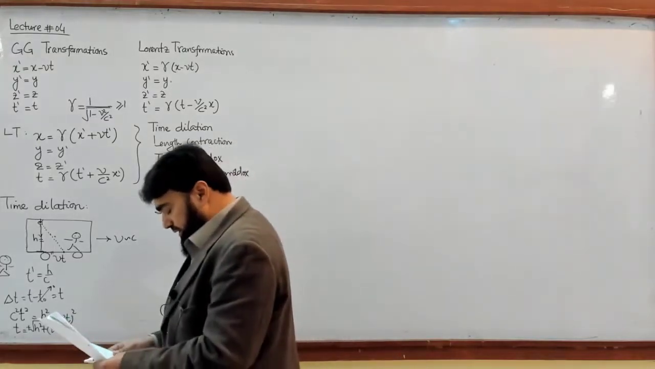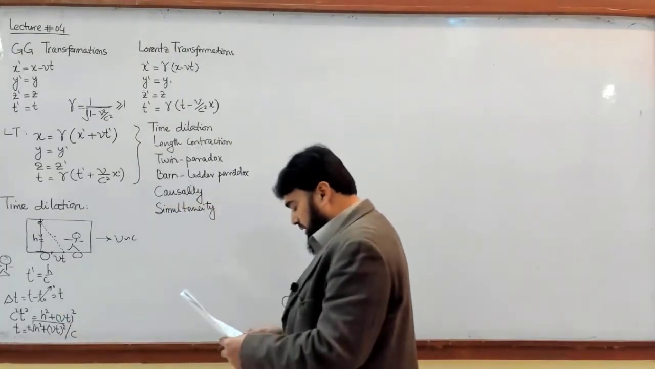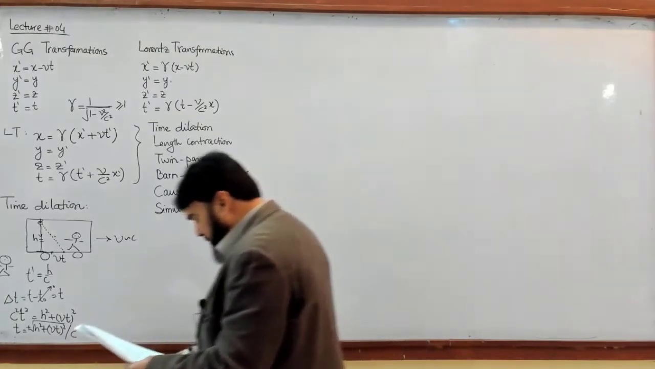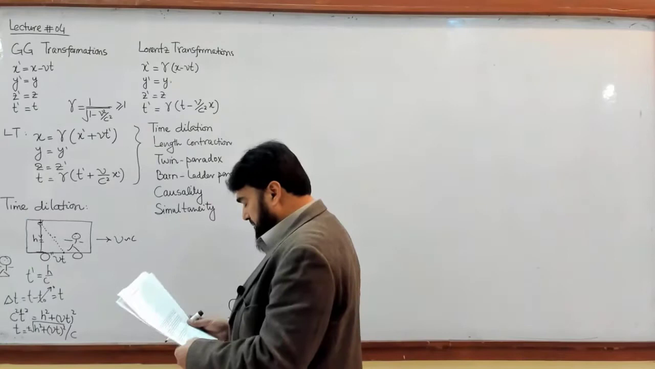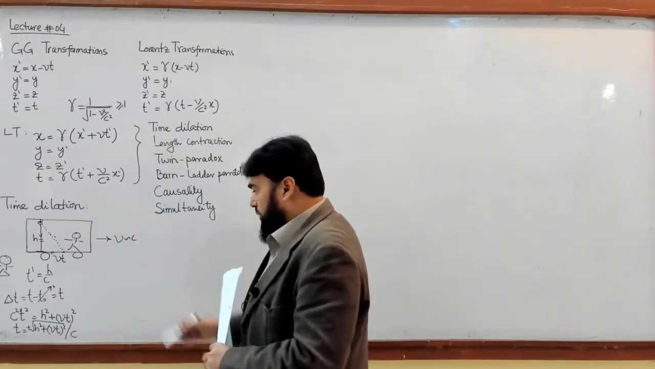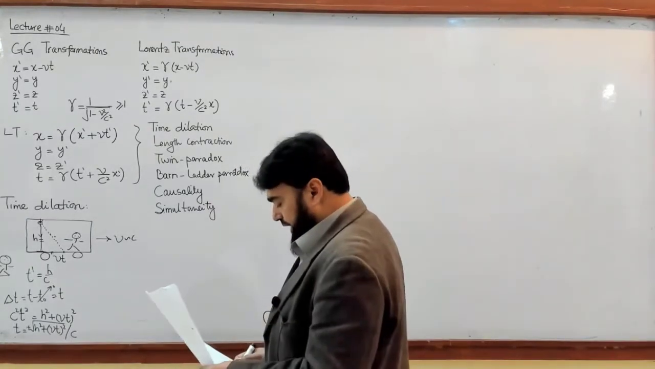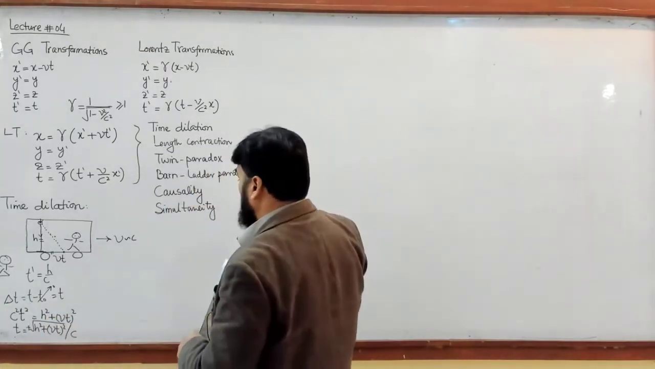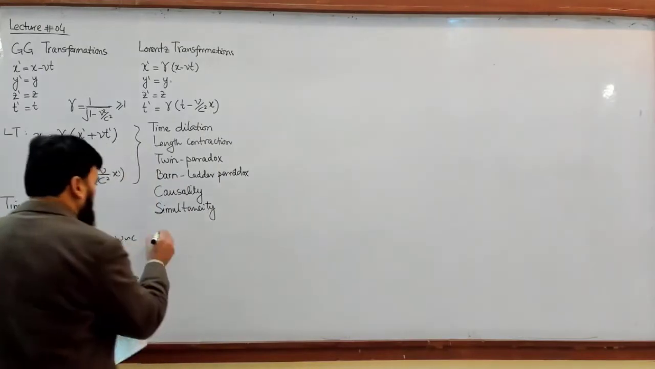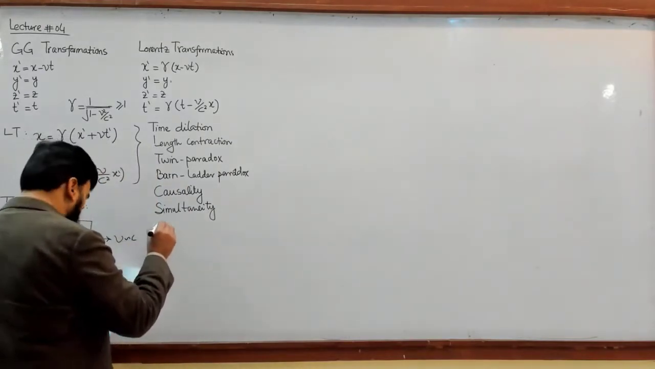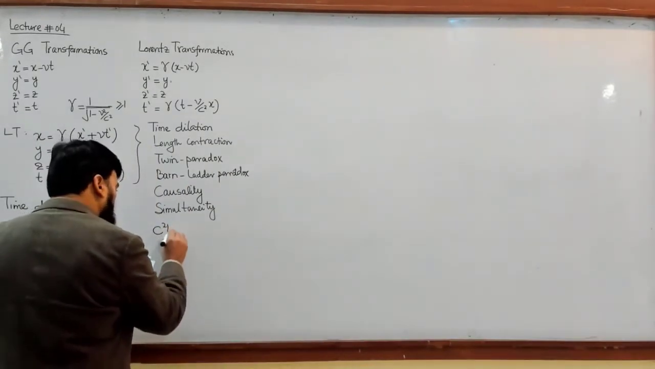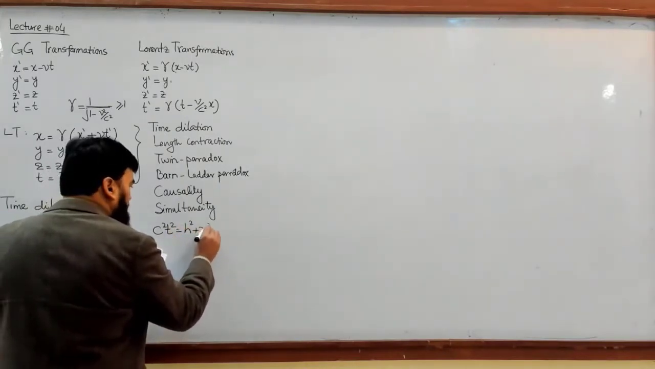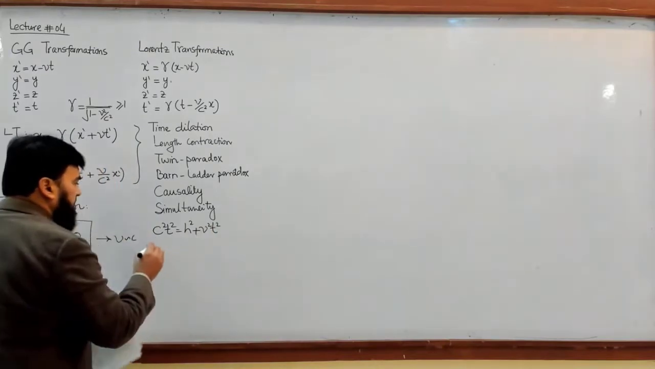So he will measure the time is equal to this, and now we can do some rearrangement. With this, I can take this equation and do some rearrangement to this one. So c square t square is equal to h square plus v square t square.